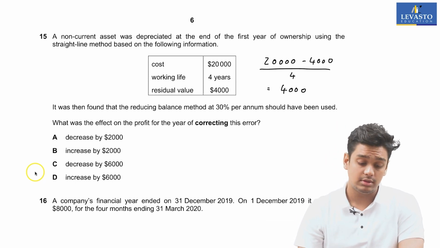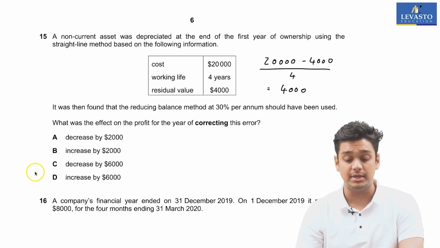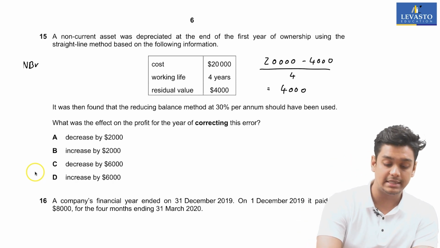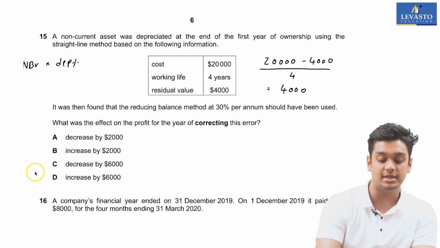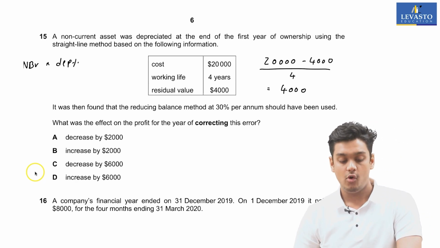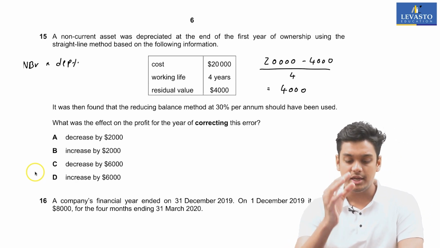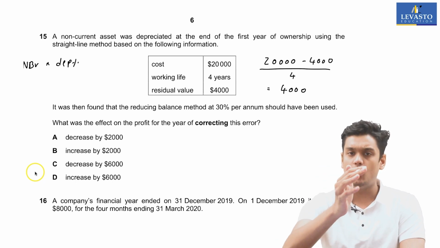It was later found that the reducing balance method, 30%, should have been used. Now what's the equation for the reducing balance method? Net book value into depreciation percentage. Now focus on one thing. It's a new asset, first year of ownership.